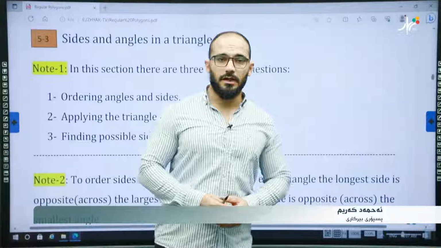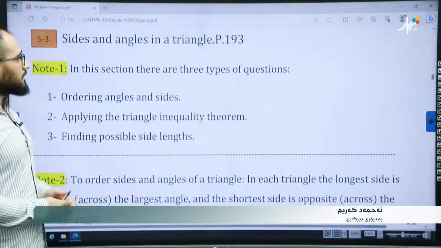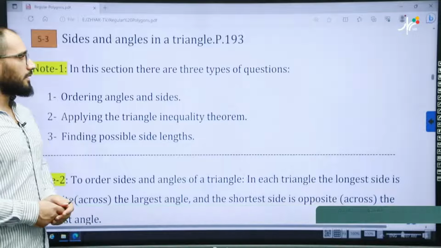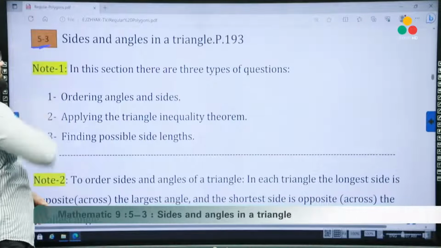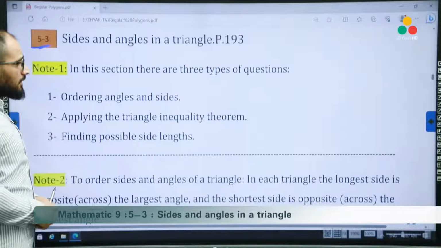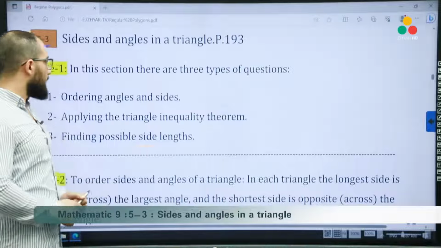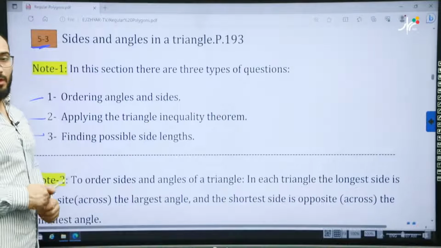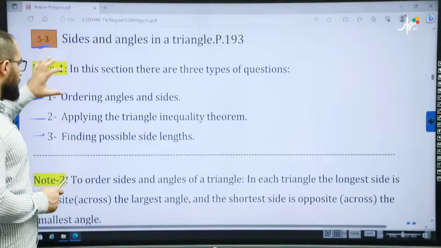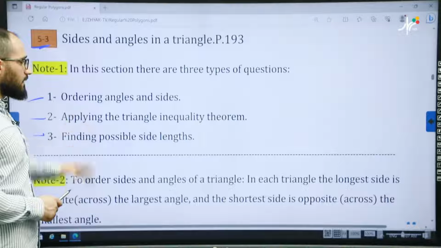So today we have a new subject, and it is sides and angles in a triangle, page 193. It is section 3 in chapter 5. Before we get into the detail, in this section we have 1, 2, 3 types of questions. There are only these 3 questions, there is nothing else.